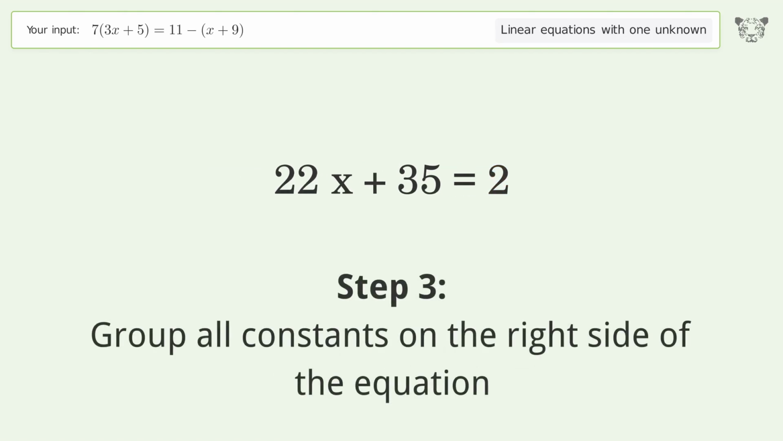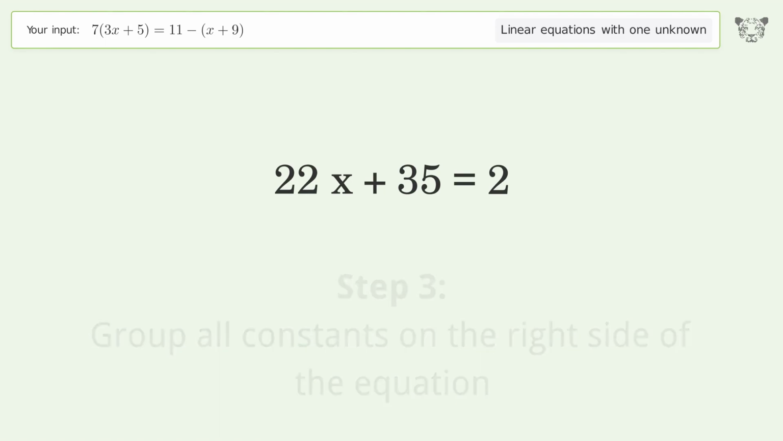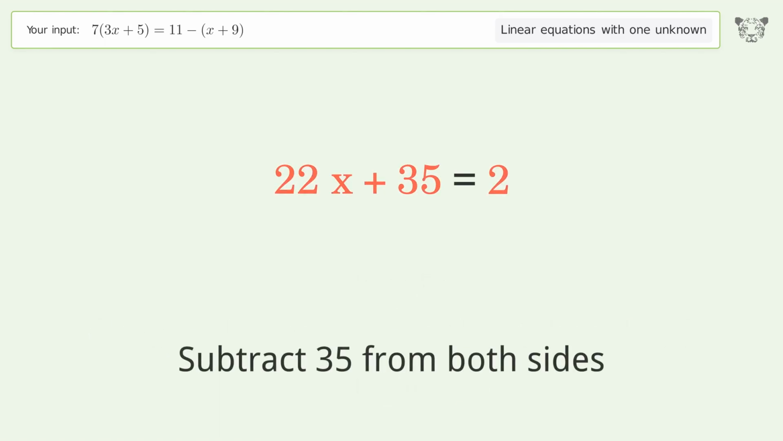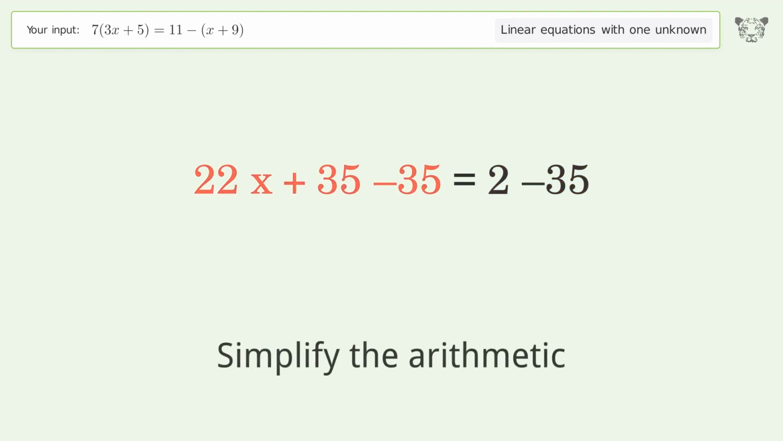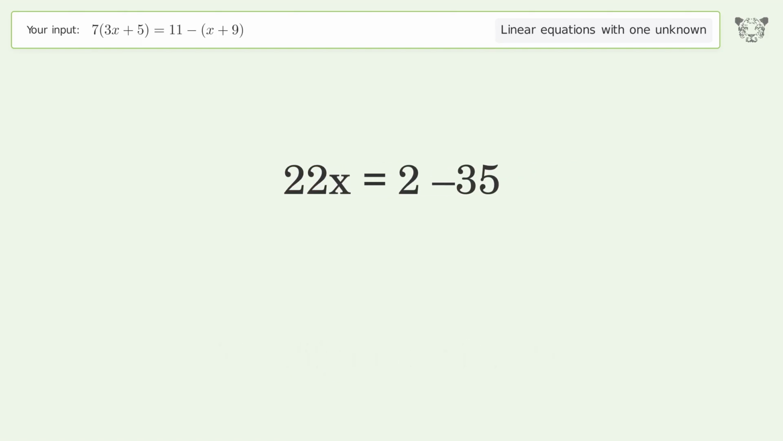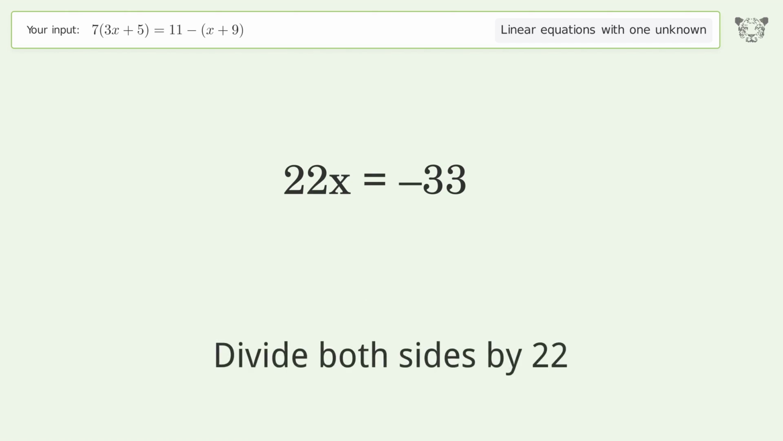Group all constants on the right side of the equation. Subtract 35 from both sides. Simplify the arithmetic. Isolate the x. Divide both sides by 22.